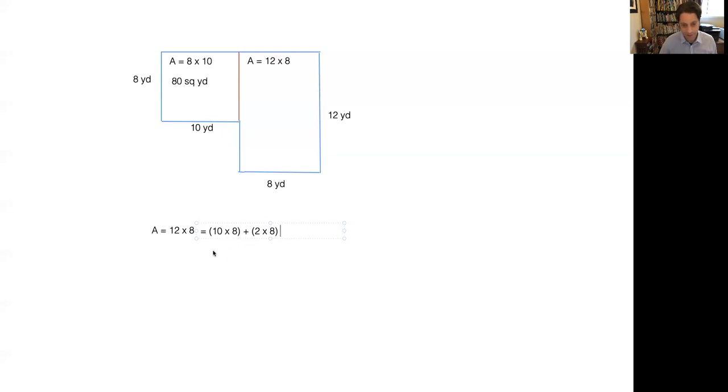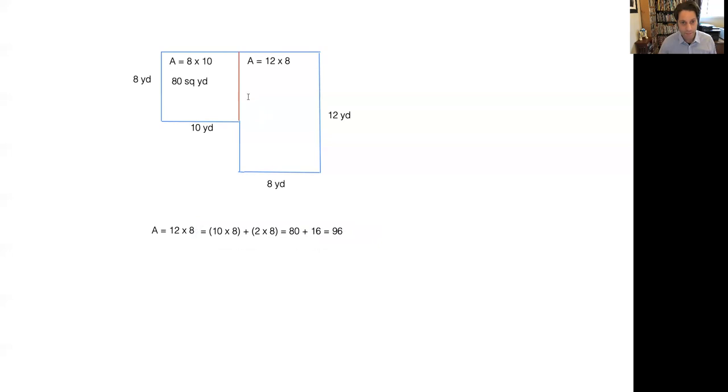10 times 8. Normally I do this on the bottom. I'm not so skilled with all the Zoom annotation tools yet, so I'm just going to keep going right and left. So 10 times 8 is 80, plus 2 times 8 is 16. And then we add them together. 80 plus 16 is 96. Okay, I can stretch it out. So that is the area of this second rectangle.